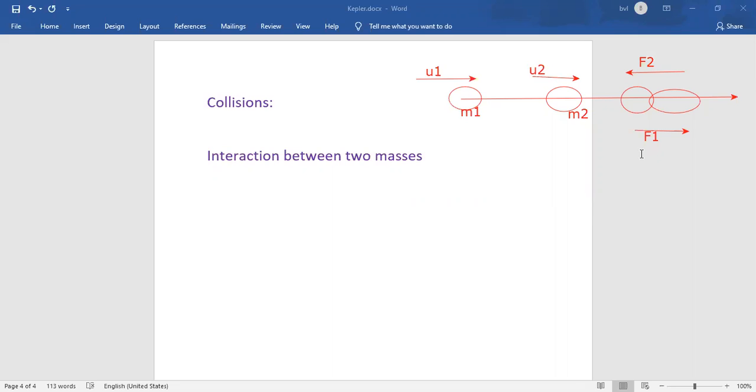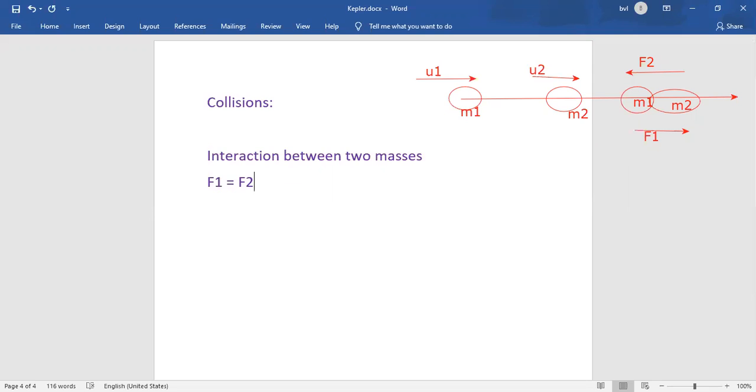So during the collision, the two masses M1 and M2 apply equal force on each other. M1 applies a force F1 on M2, and M2 applies a force F2 on M1. According to Newton's second law, the two forces are equal. So F1 equals F2.